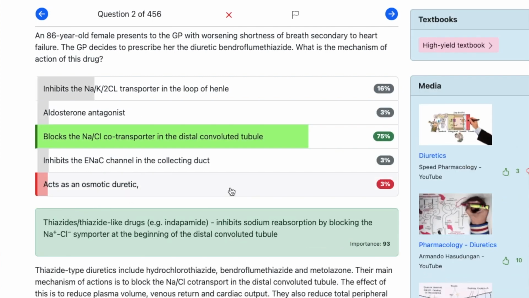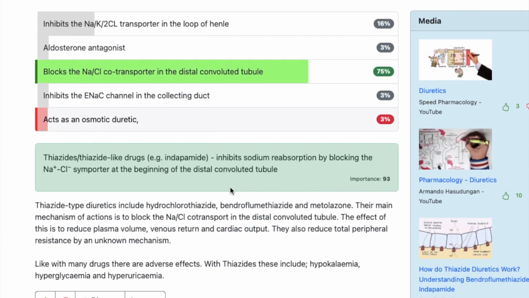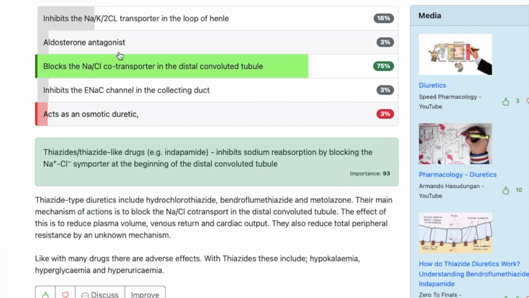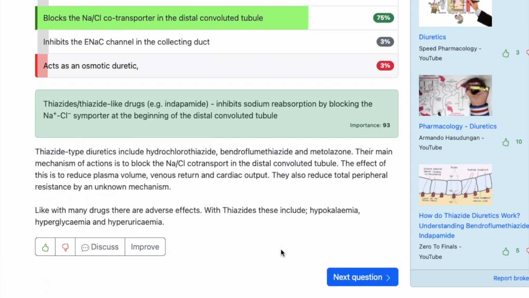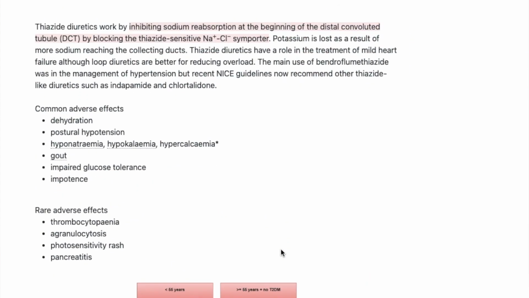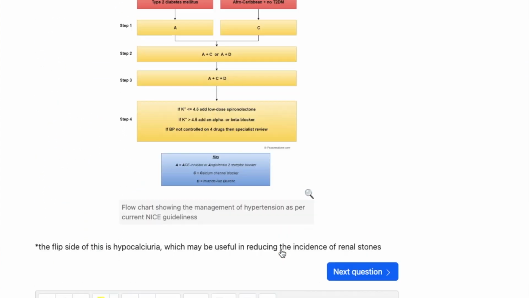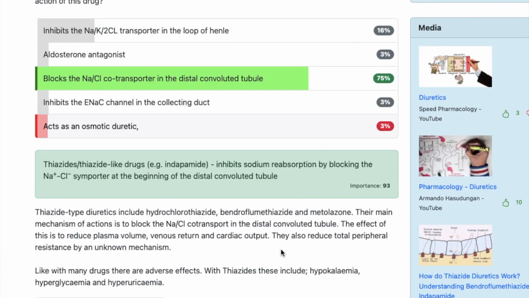Okay, so it tells you the number of people that have selected a particular answer option. For the one that I selected, 3% did, but the right answer, which is the third one, 75% of people chose. It also shows you a lot more information about how the drugs work and a few videos to go along and help with that, which is quite handy. Next question.